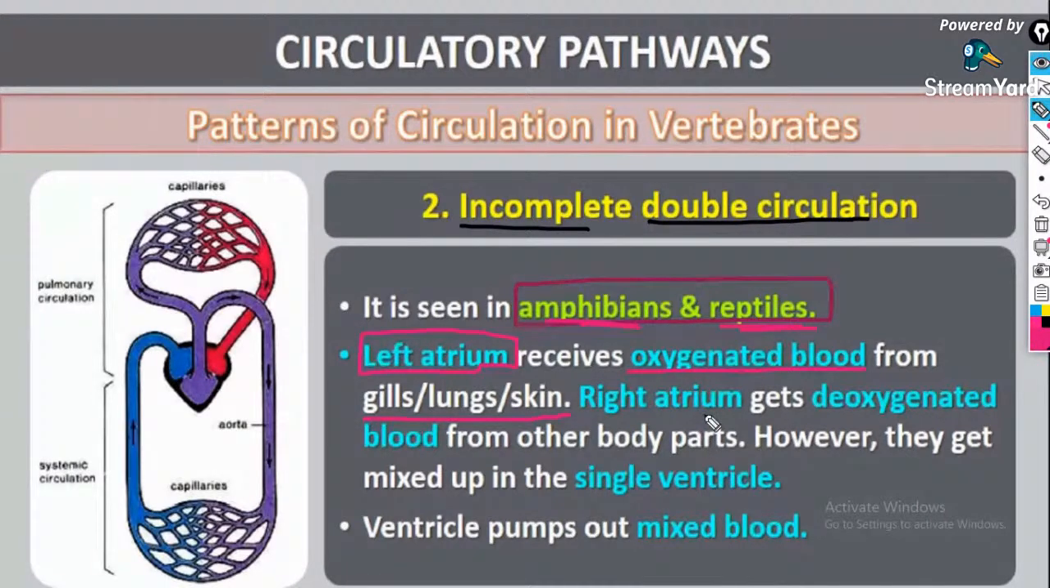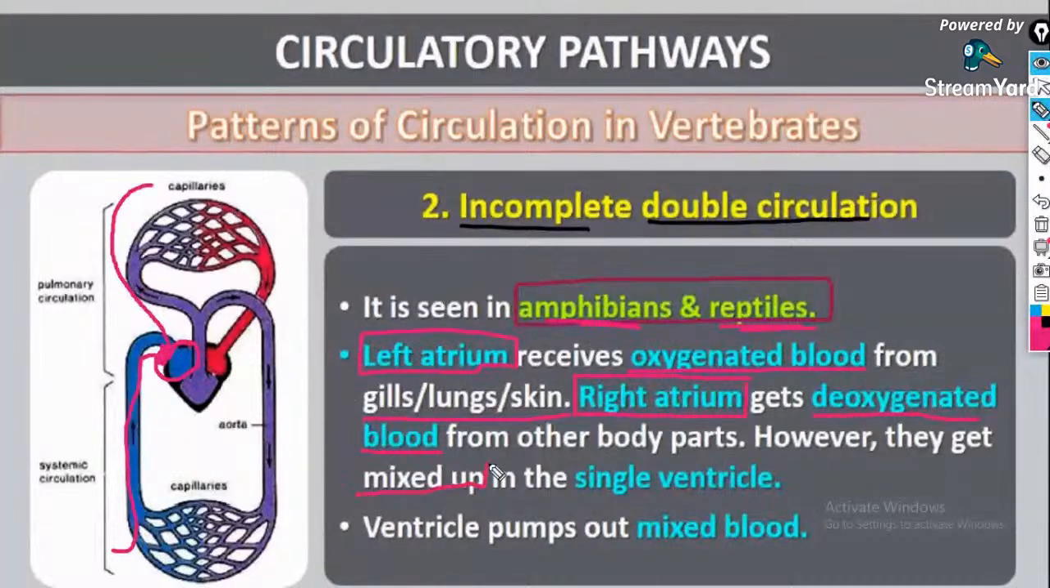The right atrium, the right side of the heart, always carries deoxygenated blood from all other body parts. So guys, this is the right auricle, and the deoxygenated blood from the upper part and the deoxygenated blood from the lower part, all these come into the right side of the heart. However, they get mixed up.